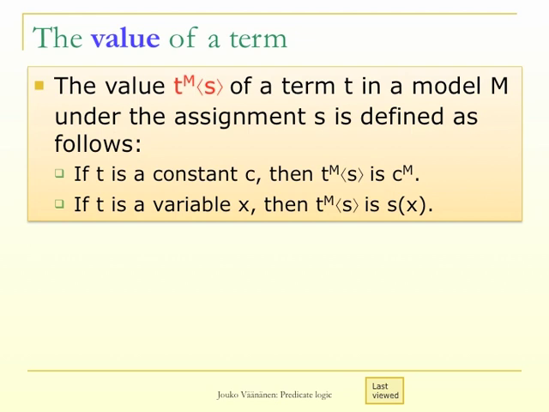If t is a constant c, then t^M[s] is simply the value of the constant in M. So that means that in this case the value is independent of the assignment. On the other hand, if t is a variable x, then t^M[s] is simply s(x). It is the value of the variable x in the assignment s.